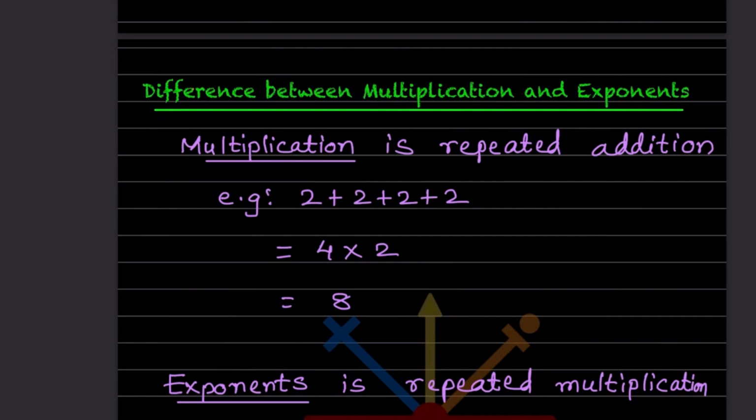What is the difference between multiplication and exponents? Many times this is a confusion. Multiplication is actually repeated addition. Suppose we take 2 plus 2, repeated addition means any number is getting repeated. If we take 2 plus 2 plus 2 plus 2, that is 4 times 2, right? So we write 4 into 2.